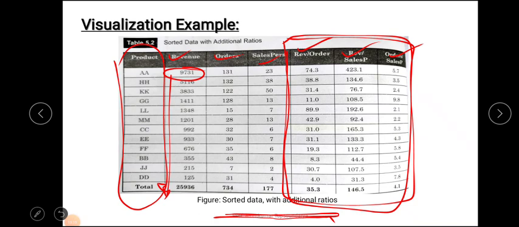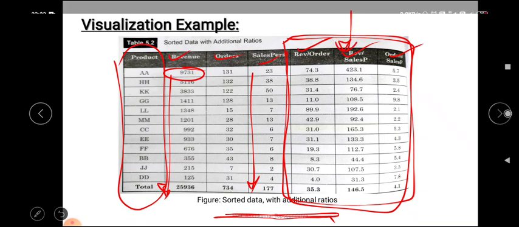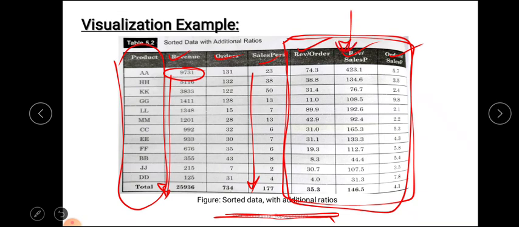While the salespersons, when you see here, they are in tens, just single digit or double digit numbers. And orders per sales, this column, you can see here, they are in single or double digits again.